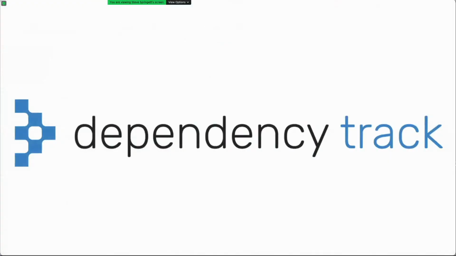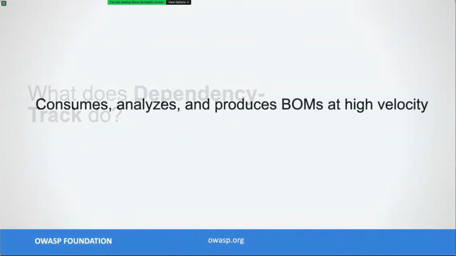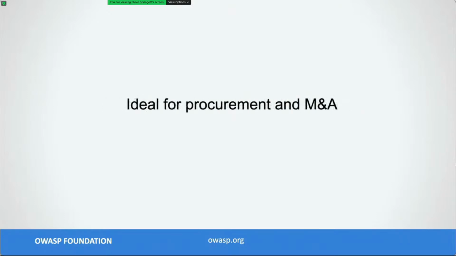But now that we talked a little bit about bill of materials, I want to dive into, once you have a bill of material, now what? What do you do with it? That's really where Dependency-Track comes in. So what does it do? It consumes, it analyzes, and produces bills of materials at high velocity. Which means it's ideal for use in modern build pipelines. But it's also good for procurement and M&A.